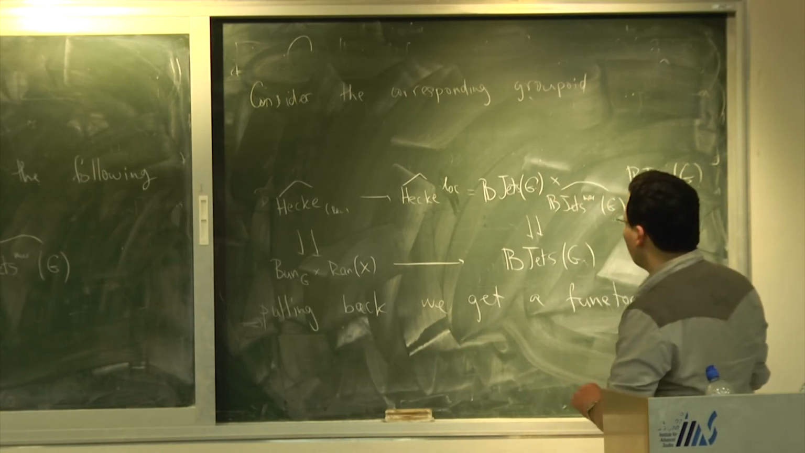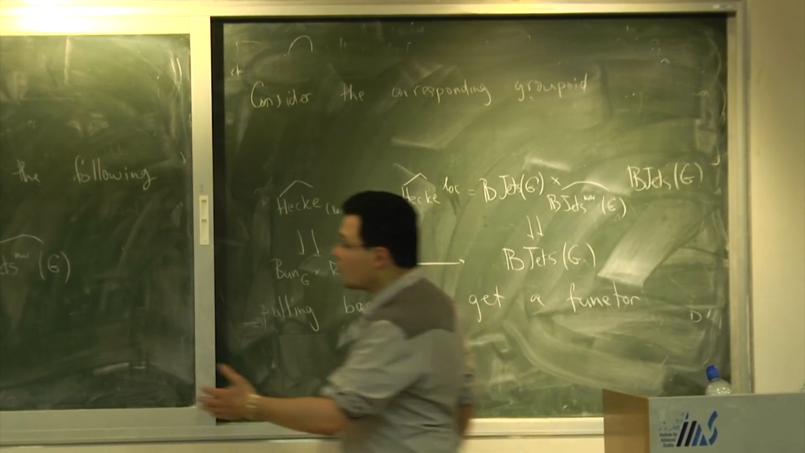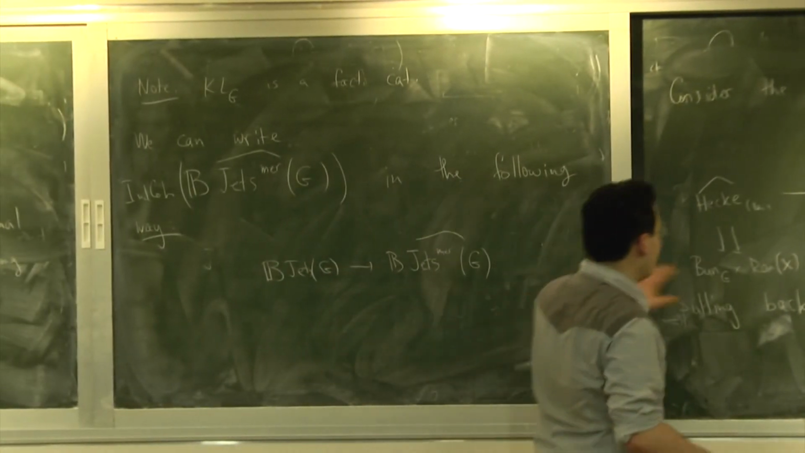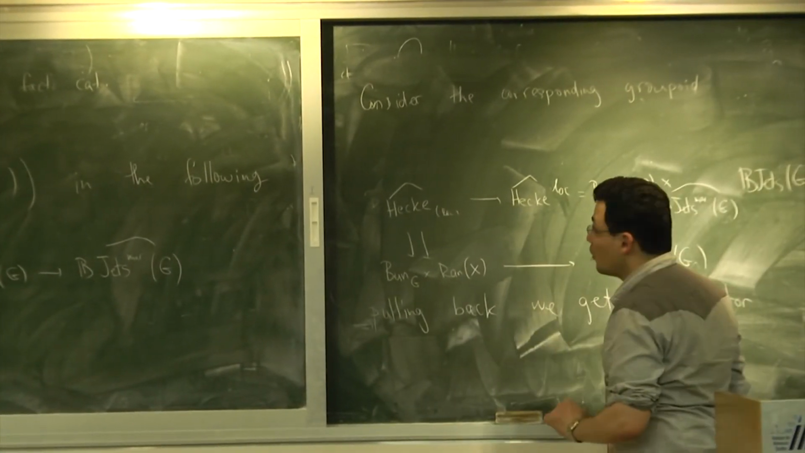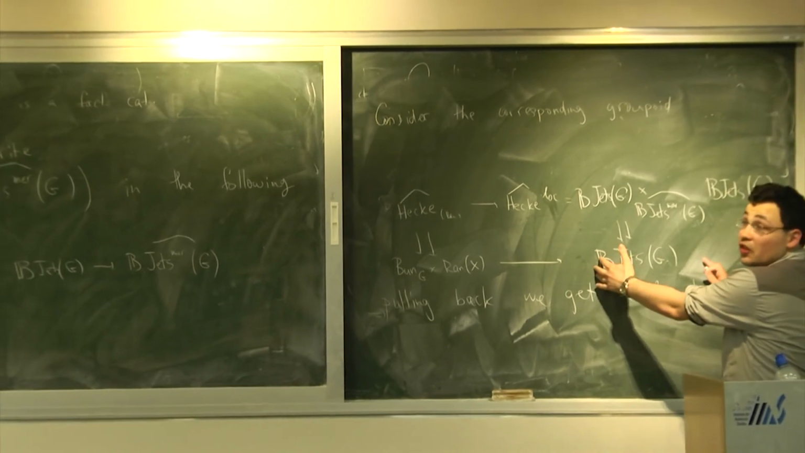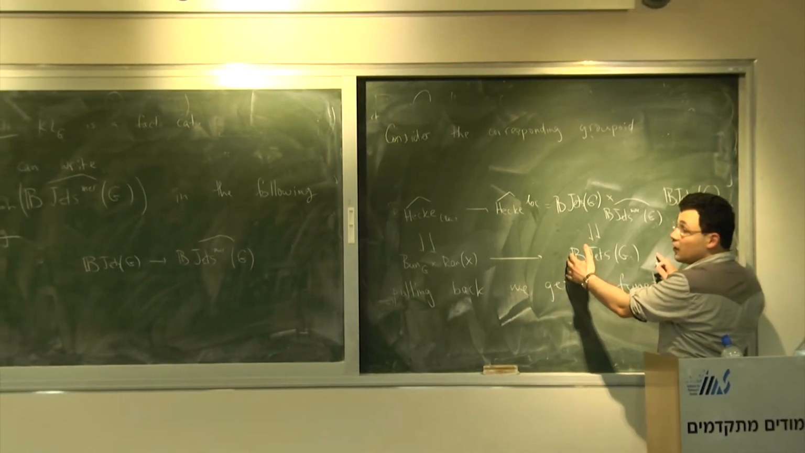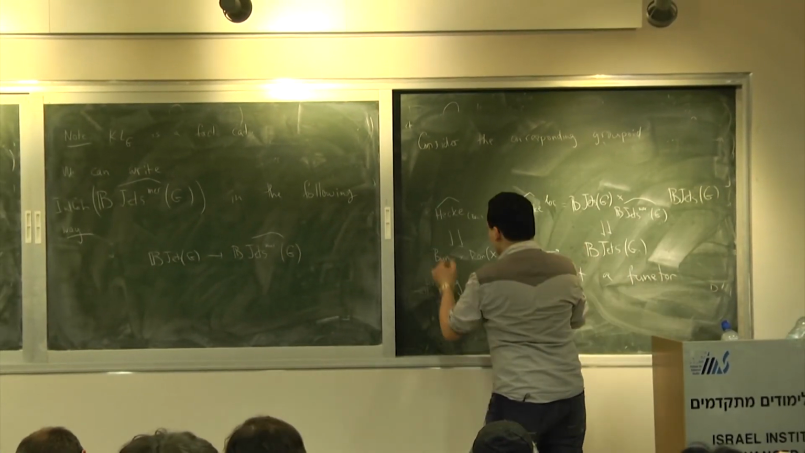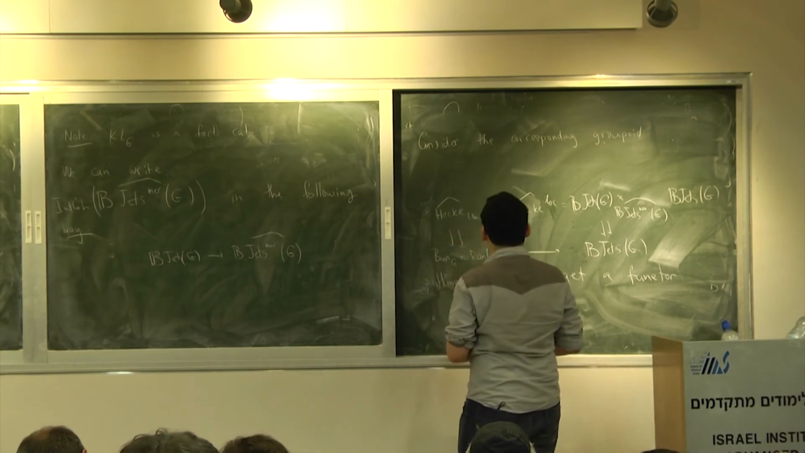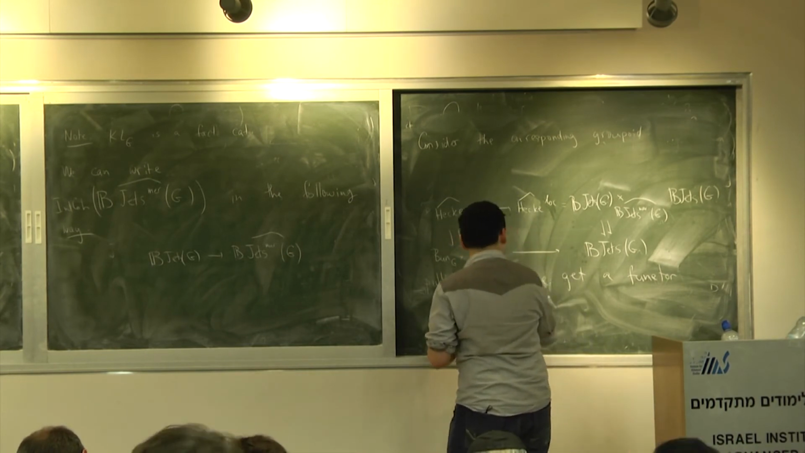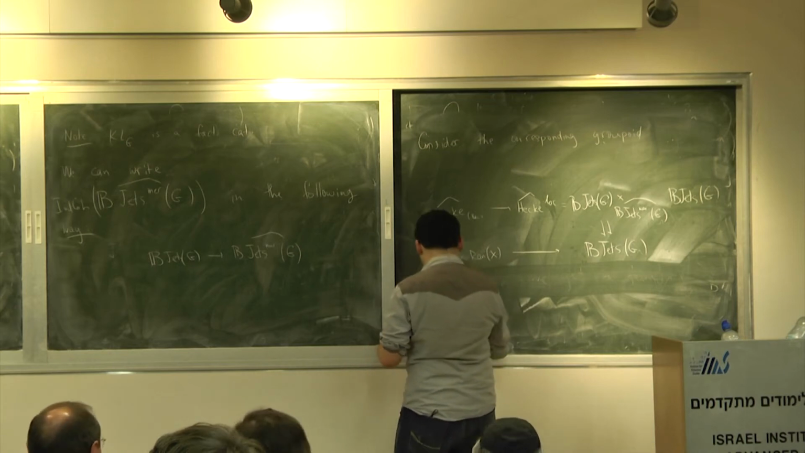The question was, I took this map and I looked at the corresponding groupoid. It's this one. So what are equivariant sheaves here? So clearly I can pull back equivariant sheaves here to equivariant sheaves here. So let me erase this.